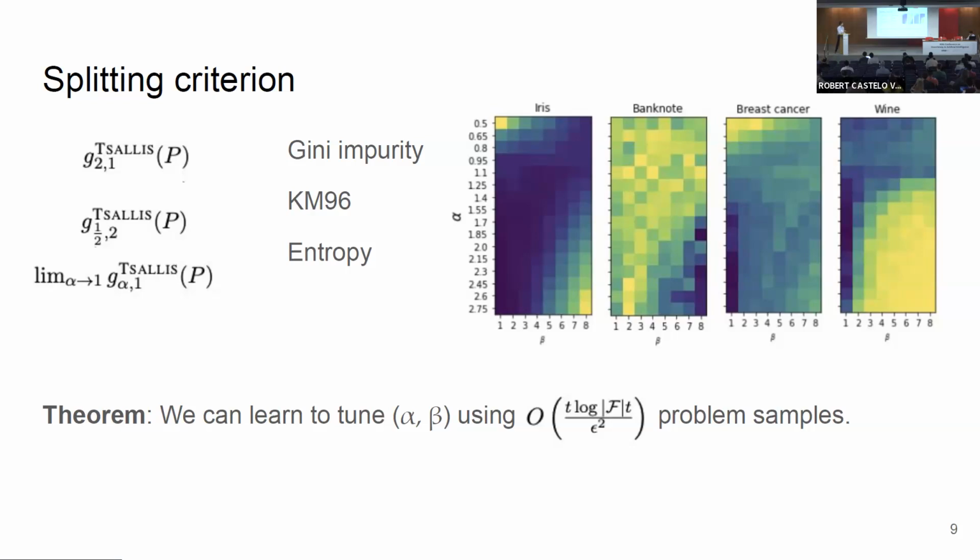Motivated by that, we present a theoretical result. We show that we can learn to tune the best hyperparameters, alpha and beta, using a polynomial number of samples, which depends on the size of the tree that we're trying to learn, and also the size of the node class which we're working with.